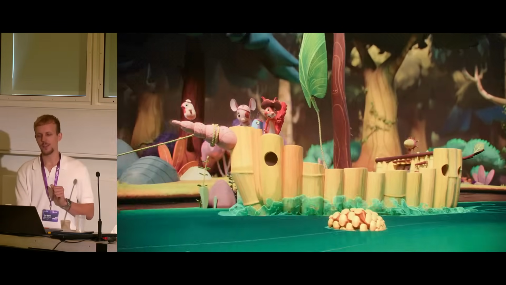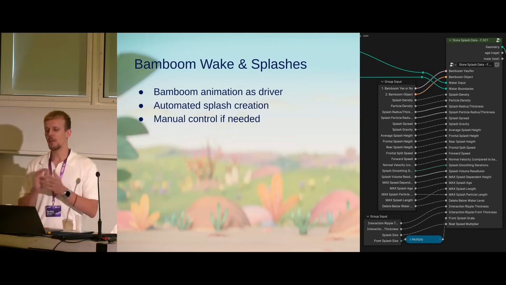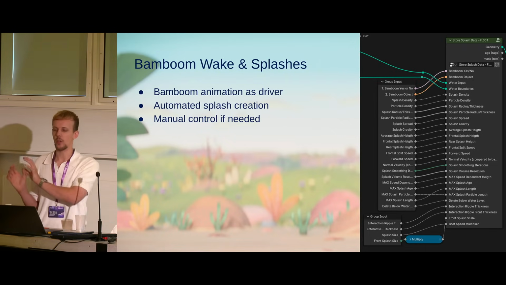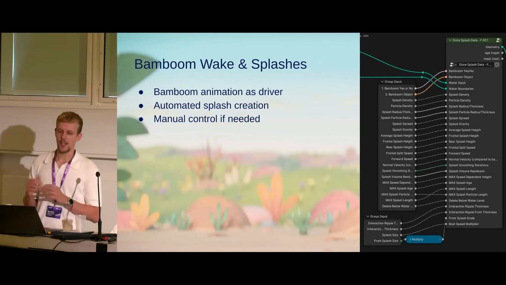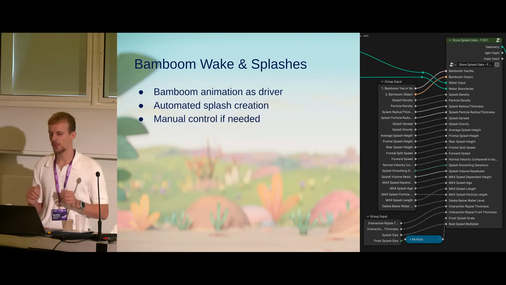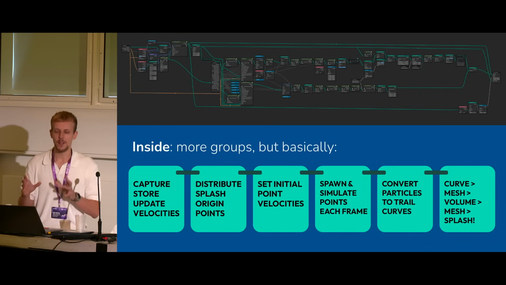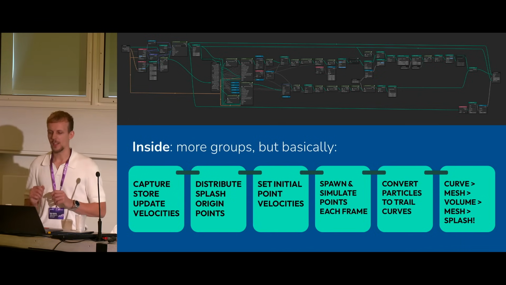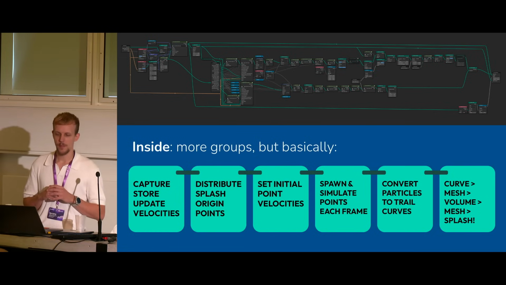So let's get into the splash. Like I said before, the boat animation has to be the driver. This entire tool goes to a different team that has to work with this setup, and they have to work with an animated boat as well. So they add the boat to the water, and the water should just work based on that, with some manual control, of course. This is basically inside of that group, and don't worry too much about the nodes you see here. I generalized it a little bit more to explain what's going on.